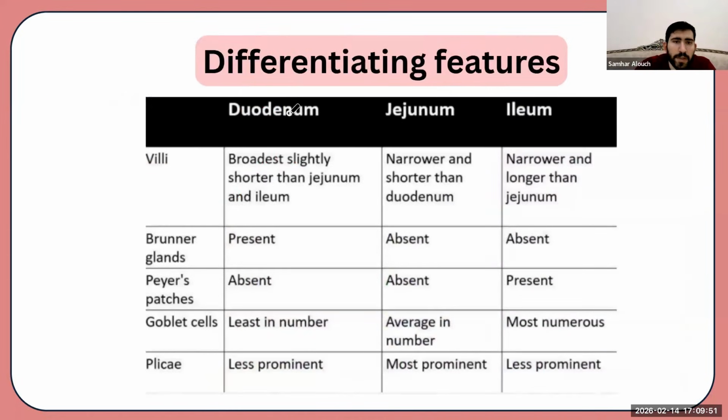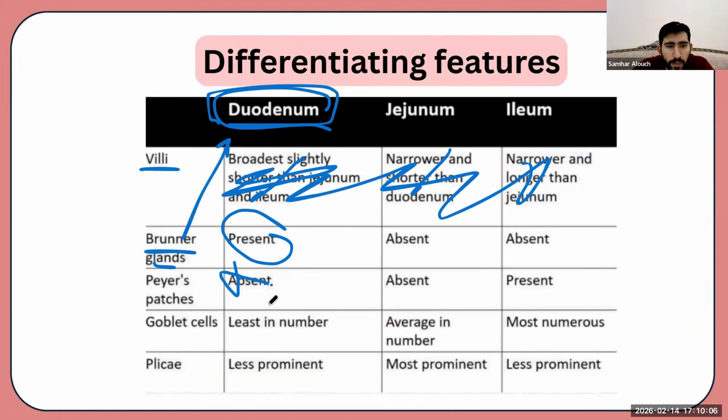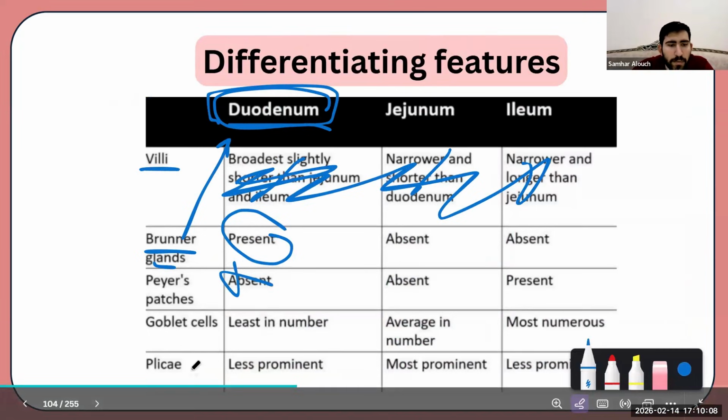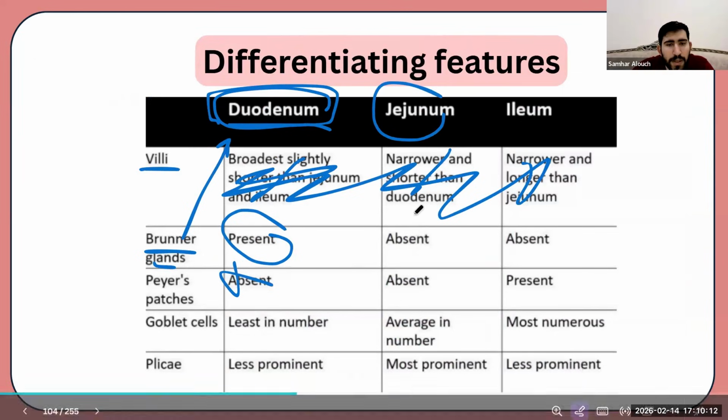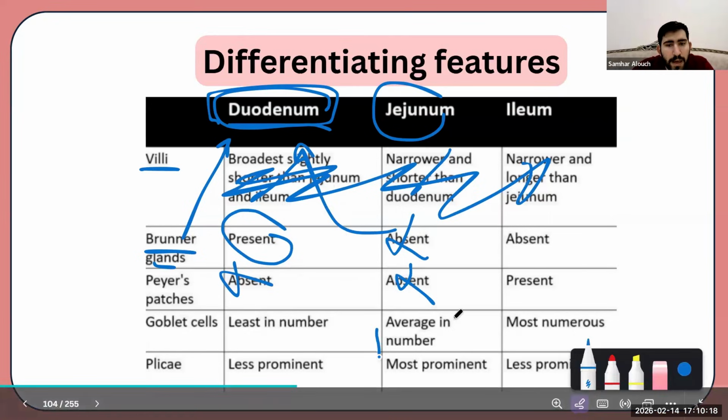Now, how to differentiate between each one? The duodenum has villi. All of them have villi, so ignore this part. The duodenum has Brunner glands. Brunner glands are the submucosal glands of the duodenum. Does it have Peyer's patch? No. Goblet cells, low. Plica, low. Jejunum: does it have Brunner's glands? No, they're the only glands of the duodenum. Does it have Peyer's patch? No. Does it have goblet cells and plica? Yes, and it has Paneth cells.